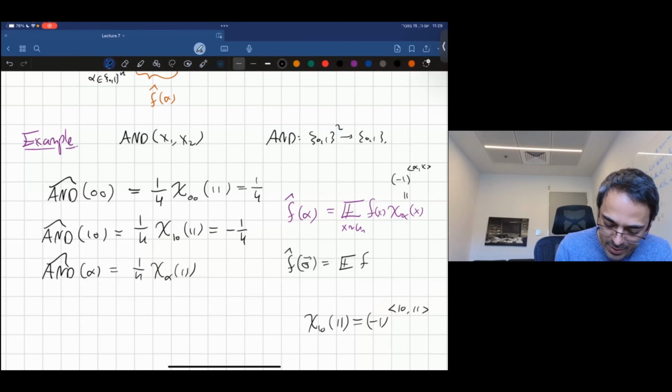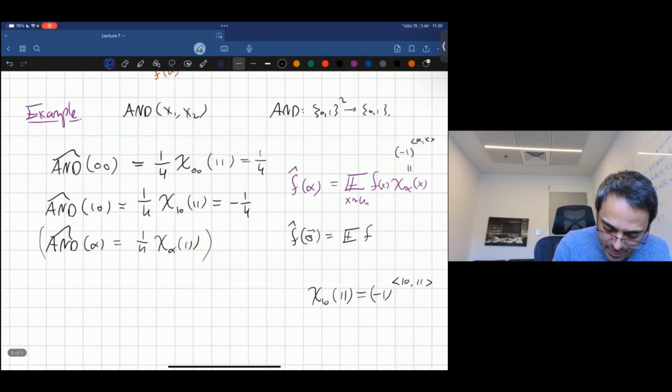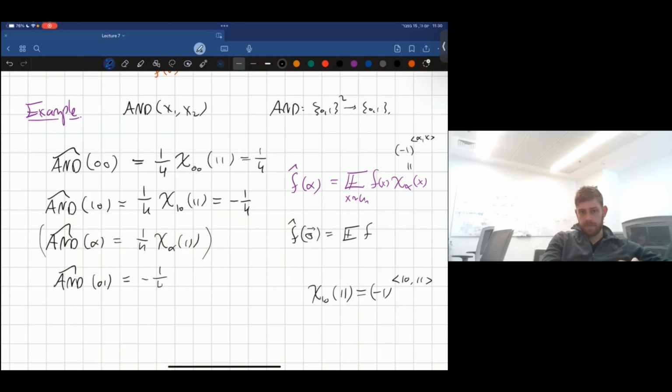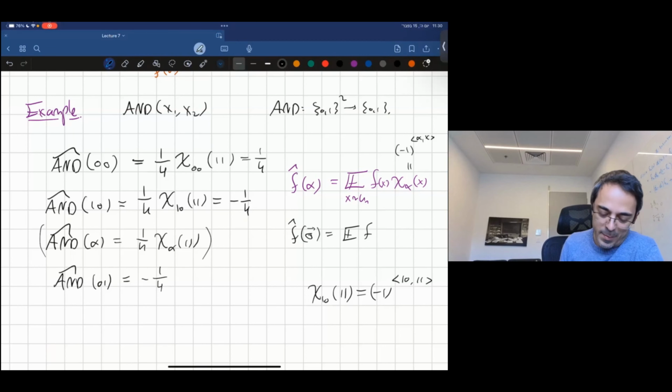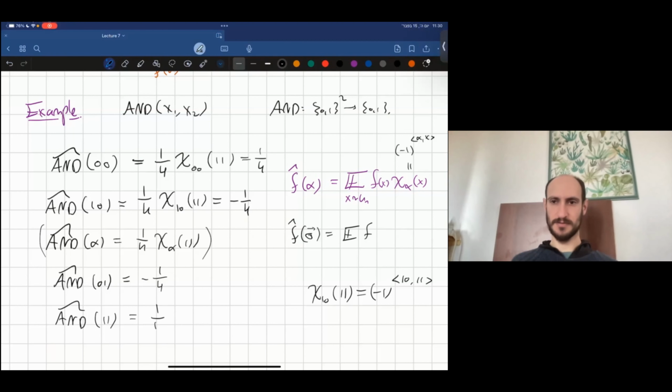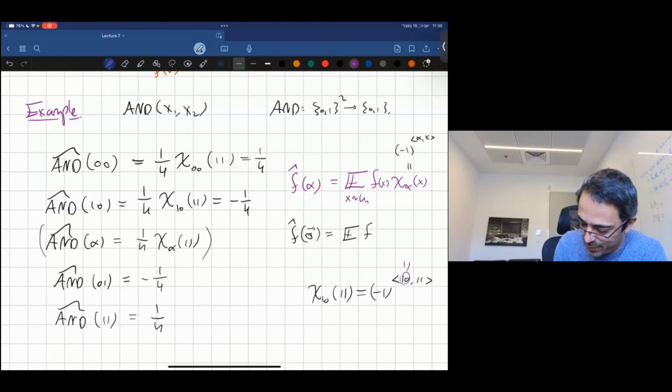What's the corresponding coefficient of (0,1)? Same. Also by symmetry, right? Has to be the same. I mean, we haven't proved it, but it has to be the same. It cannot be something else. And what about the last one, the all ones character? Not the all ones character, the all ones input. 1/4. 1/4, right? Because I'm putting here (1,1).